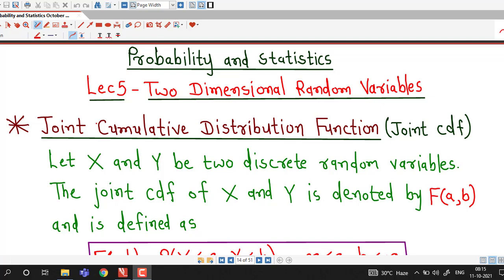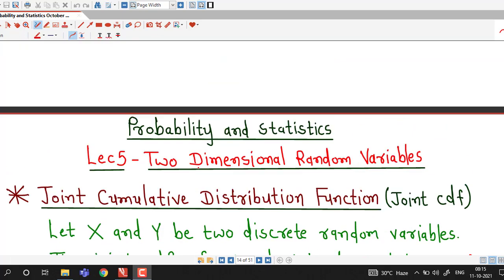Hello friends, I welcome you in lecture number 5 on two-dimensional random variables. In this lecture, we are going to define certain terms related to two-dimensional random variables, which is nothing but generalization from one-dimensional random variables. So first definition is joint cumulative distribution function.